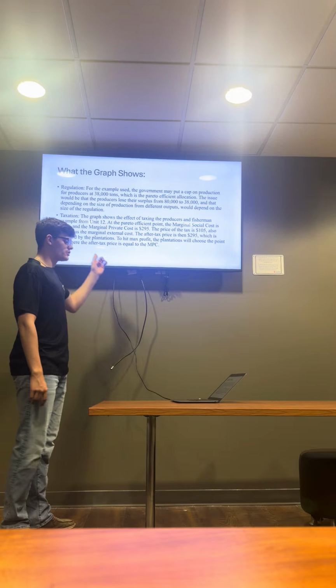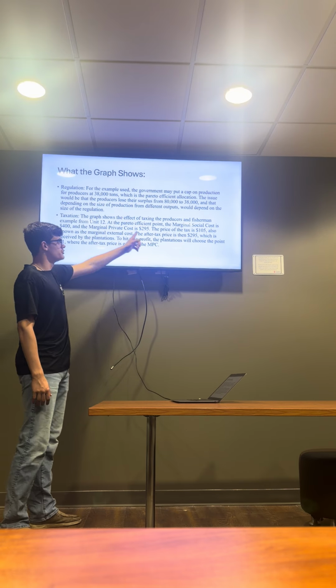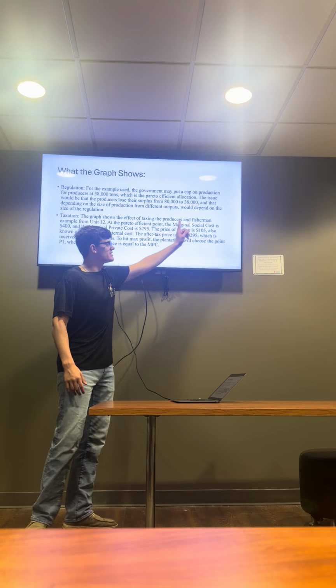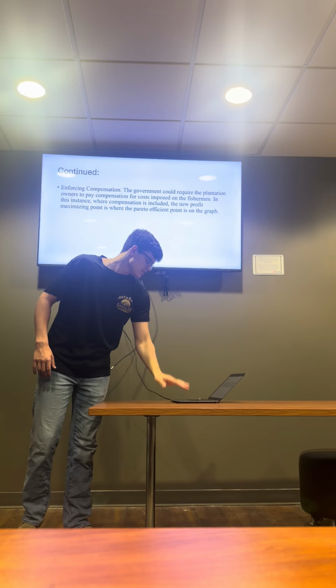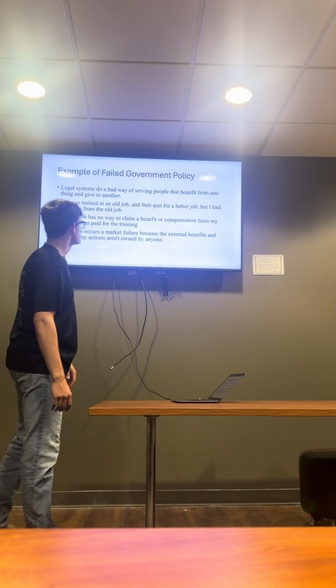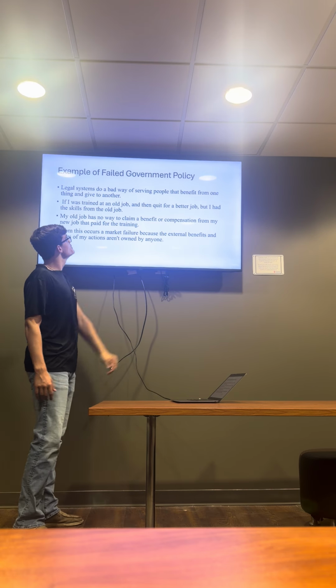We see that the social cost is $400, the marginal private cost is $295, so the price of the tax is now $105, also known as your marginal external cost. That explains everything else. We have an example of failed government policy.